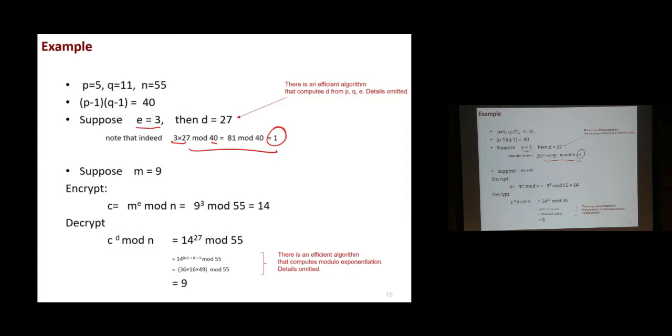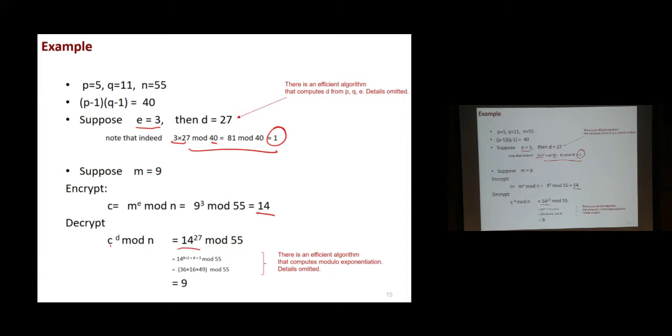Then how to do this? There's an algorithm to do it using the extended Euclidean algorithm. Then you can find the multiplicative inverse and you can do it very fast. Now suppose I want to encrypt M. I take M raised to the power E, which is 9 raised to the power 3, modulo 55. You use your calculator, you get 14. Now I want to decrypt. I take C, which is 14, and raise it to the power of 27 modulo 55.